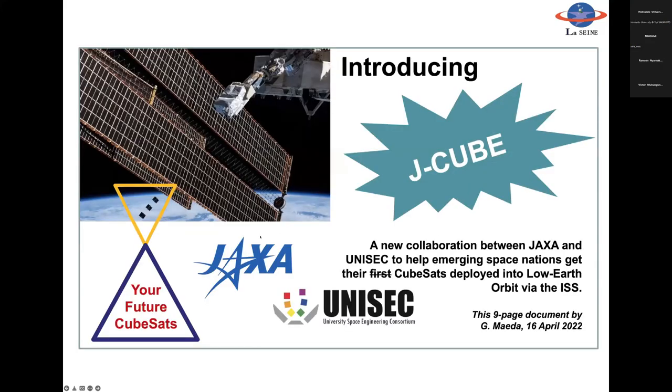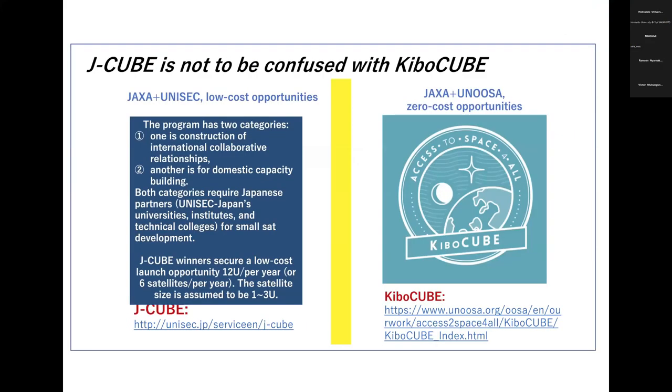JCube should not be confused with KiboCube. I think many of you know KiboCube already. KiboCube is a JAXA and UN opportunity. They release one U CubeSat from ISS for free. And JCube is a JAXA and UNISEC opportunity. Both involve JAXA, but KiboCube is for free. JCube is not for free.